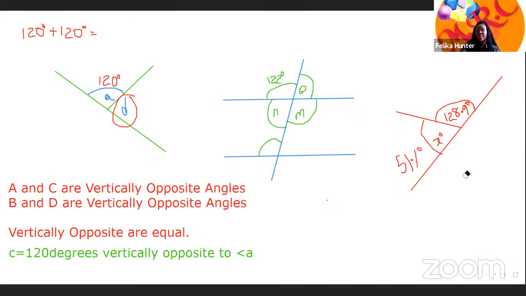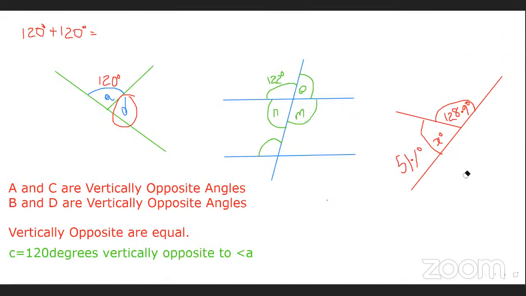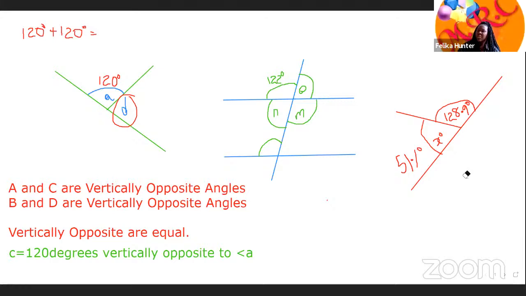Yes, Marlon, time to go to school, right? Miss, when I minus 128.99 from 180, I got 51.01, Miss. It can't be 51.01. It has to be 51.1, because with 51.01, what happened to the other 0.09? Look at this, Marlon.